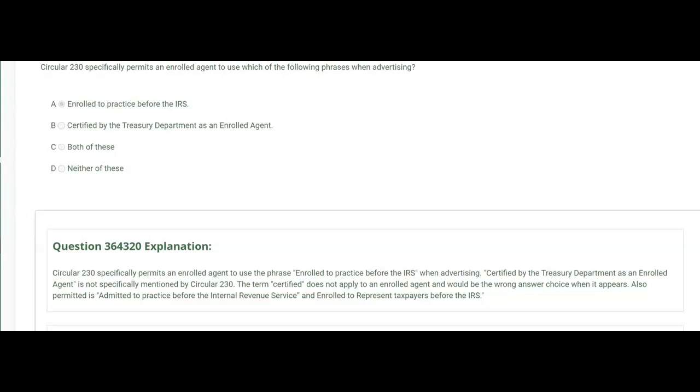If you're a certified public accountant, that's different. You want to use the term certified? Well, after you pass the enrolled agent exam, pass the CPA exam and become a CPA. Then you can use the word certified. But in questions about the enrolled agent exam and what phrases can be used, the word certified would be the wrong answer choice whenever it appears. What is allowed is admitted to practice before the Internal Revenue Service, that's fine, and of course enrolled to represent taxpayers before the IRS. Under Circular 230, enrolled agents can be disbarred for disreputable conduct, including which of the following?